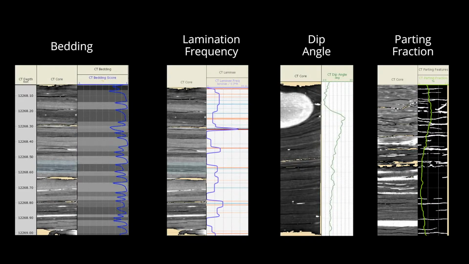Once the data has been imported and cleaned, automated processing pipelines can be run to extract features that can be used by the geologist for core description. Bedding curves, lamination frequency, dip angle, fractures, all of these can be automatically detected, significantly reducing the time it takes for the geologist to do core description.